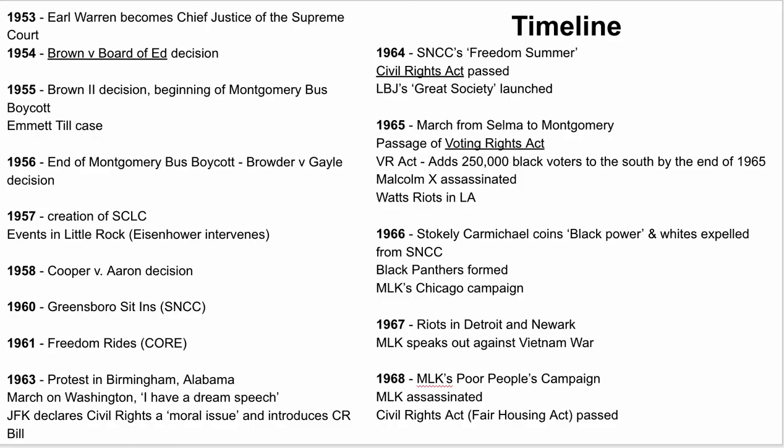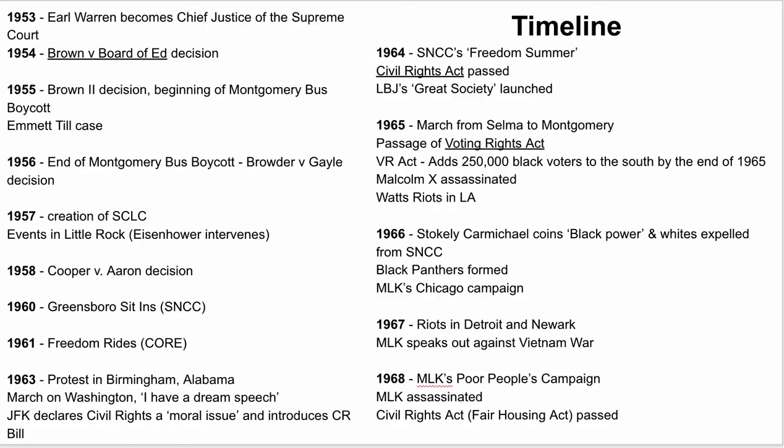Then we've got the Brown 2 decision and the beginning of the Montgomery bus boycott in 55, as well as the Emmett Till case. And I've put the Emmett Till case here because I think it really highlights the fact that Black Americans didn't have equal protection under the law. And if you read about that case and the way that case was dealt with, it really just highlights that Black Americans didn't have a fair trial. For example, that just didn't happen in the South.